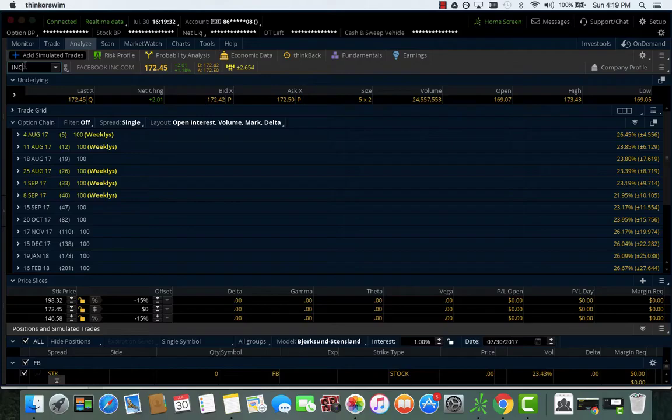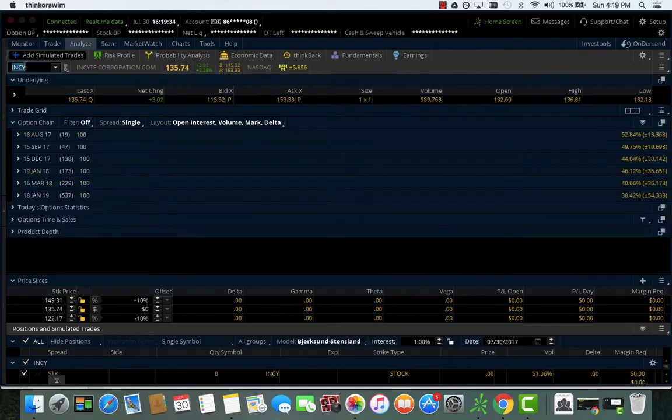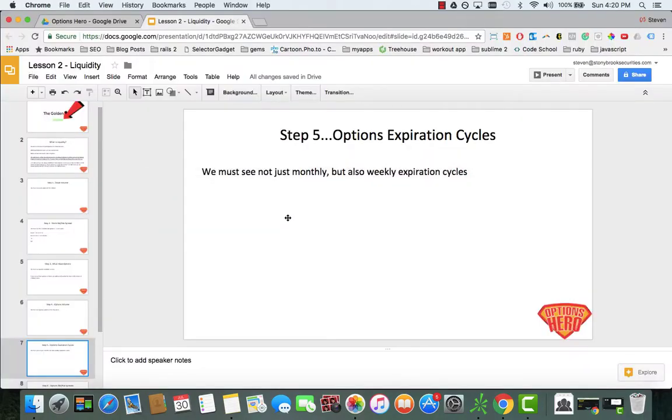But INSEE, remember INSEE, Insight Corporation? Less than a million shares, 300 options contracts traded. That's a sure sign that there are no institutions who care at all about this stock, thus no one cares. And they only have monthly expiration cycles. So as a rule, step 5: we can't just see monthly expiration cycles. If the stock doesn't also have weekly expiration cycles, it's dead to us. We walk away.